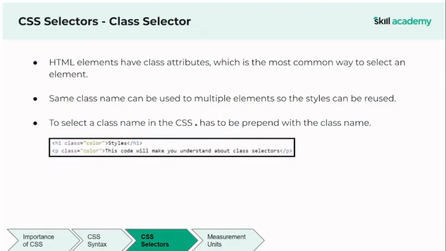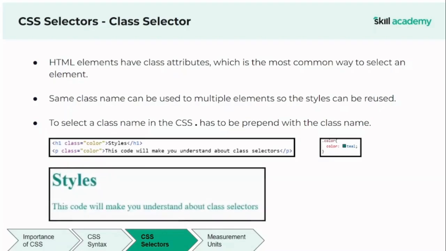For example, let us see code which has two elements, the header element and the paragraph element. Both elements are different, but they have the same class name, color. If the style is applied to the class name, we need to prepend the class name with the dot operator. So dot, the class name color, and the style is applied by using the property color, and the value is given as teal. So the text color will be teal for both the header and the paragraph element.